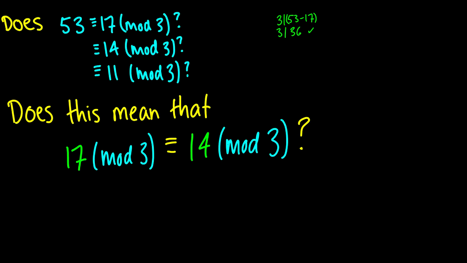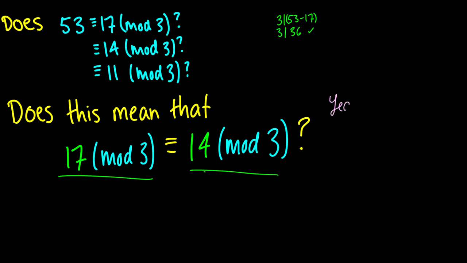Well, does 53 equal 14 mod 3? And if we do some arithmetic, we find out that yes, it does. What about 11 mod 3? Okay, so we keep going down, and we keep going down. But does that mean that 17 mod 3 is equal to 14 mod 3? Well, that's kind of an interesting question. Do these two numbers, mod 3, equal each other? And it seems, by transitivity, that, yeah, of course they are.